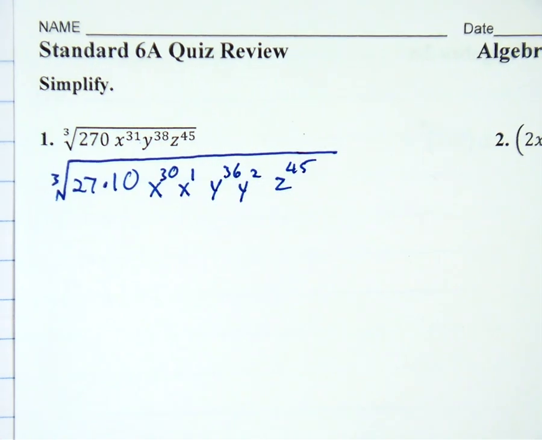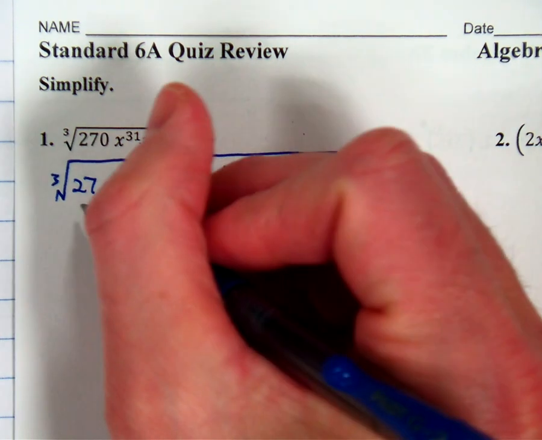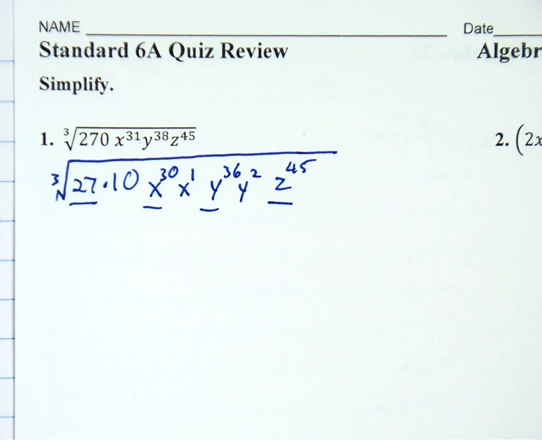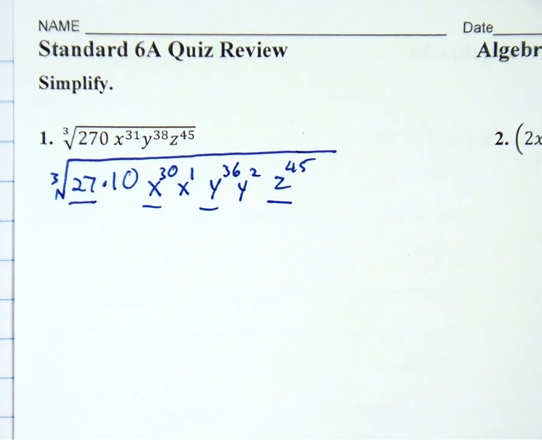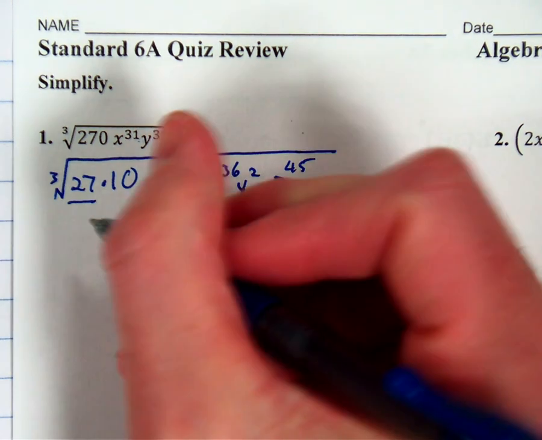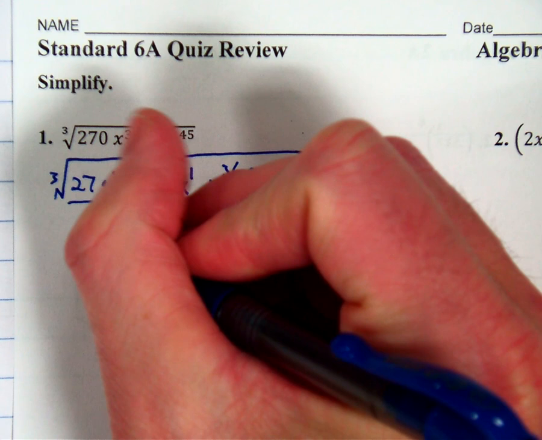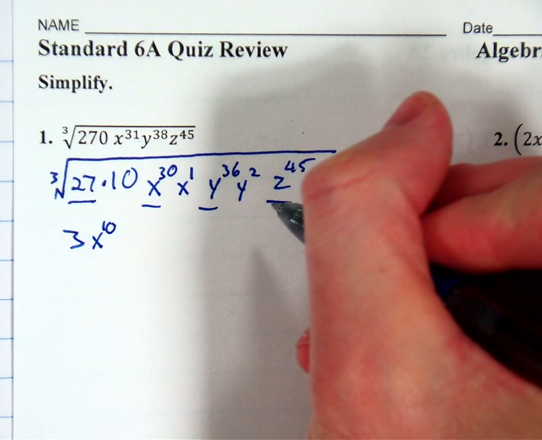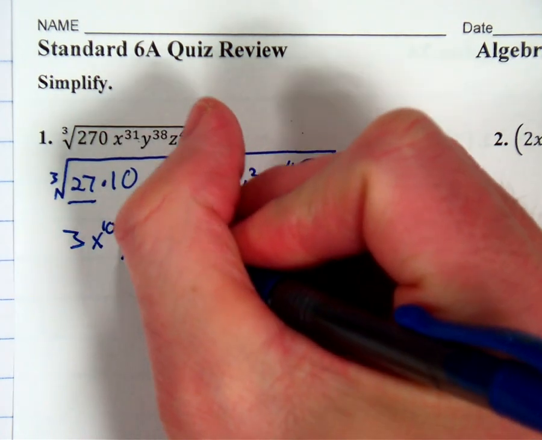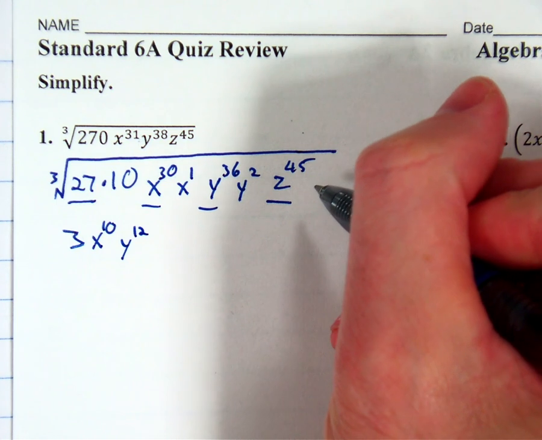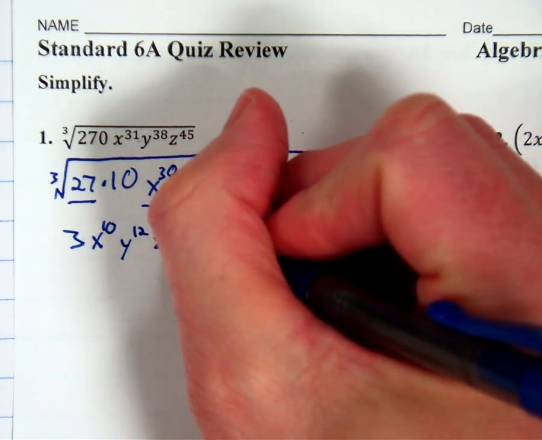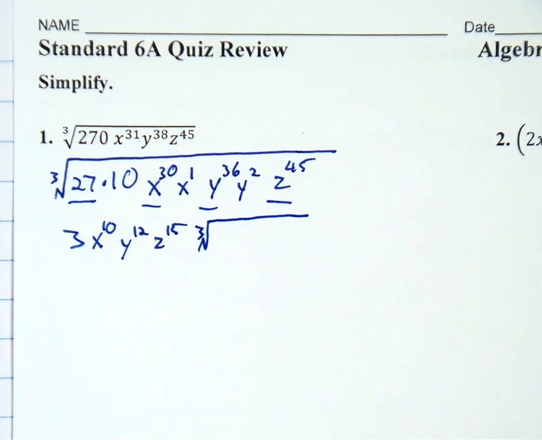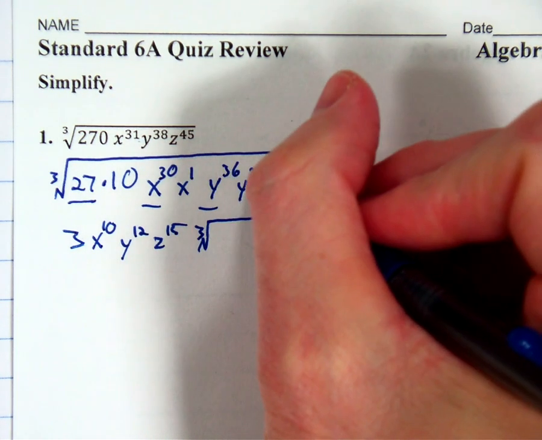Okay, sometimes it helps to underline or draw some attention to the ones that you are going to do or are not going to do, whichever way you want to go, or you can just leave it all blank with no underlines at all. Okay, so I'm going to do the cube root of 27. That's going to be a nice 3. 30 divided by 3, we'll have a nice x to the 10th. 36 divided by 3, we got y to the 12th. And z to the 45 divided by 3, we got z to the 15th. Those are all on the outside. Then we got our leftovers on the inside. 10, x to the 1st, y to the 2nd.